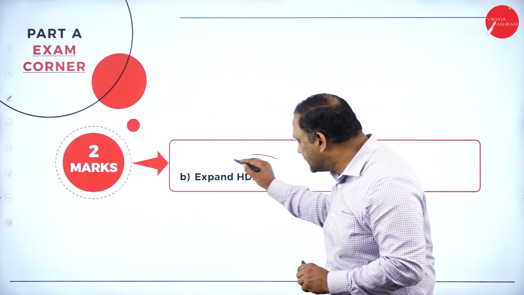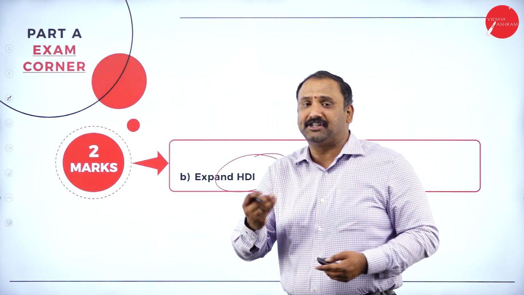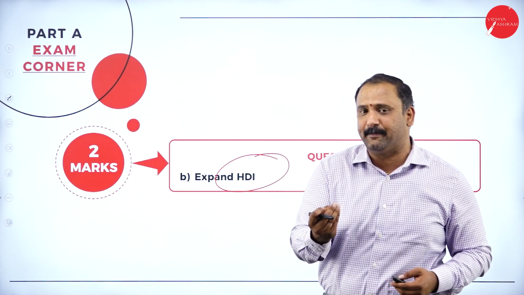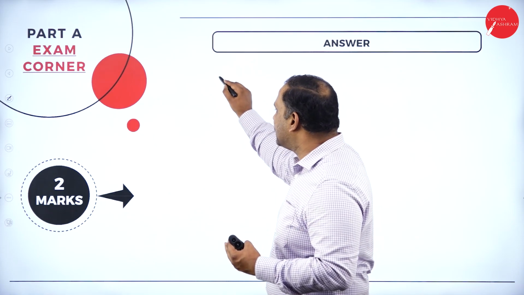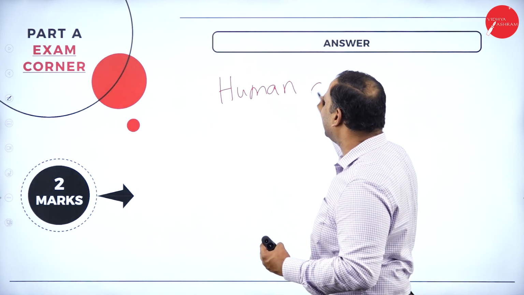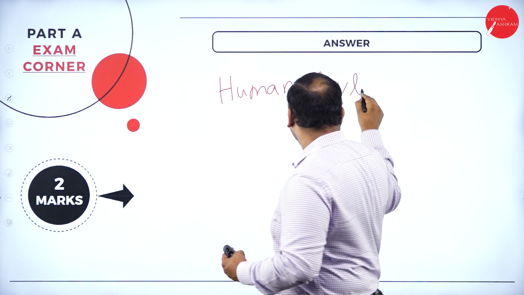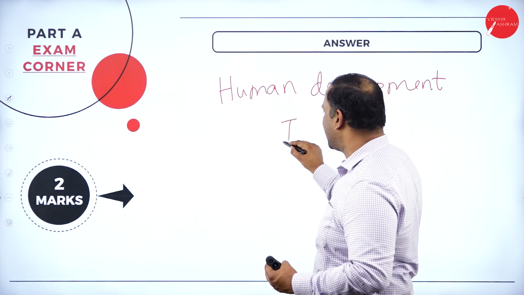Followed by, we're going to talk about expand HDI. The next question is expand HDI. Now you just have to write the expansion, and if you can just write 1 line about it, it will be great. So we are going to talk about HDI. HDI will stand for Human Development Index. So it stands for Human Development Index. That's the answer for this question.